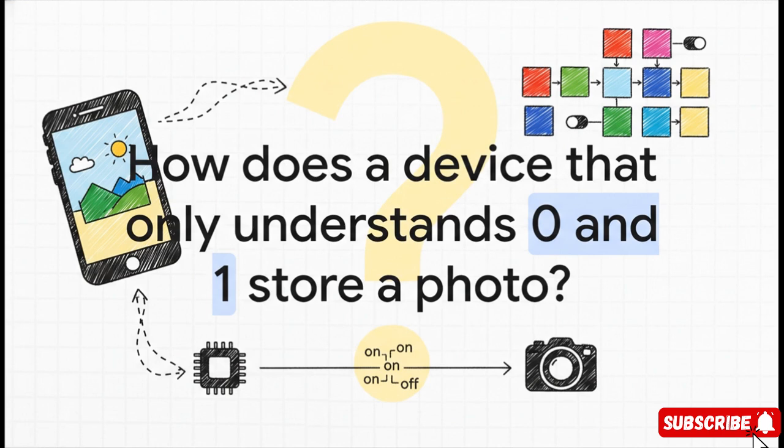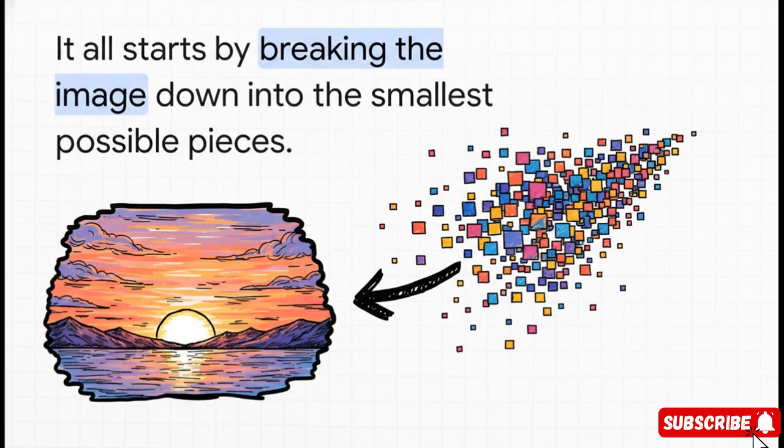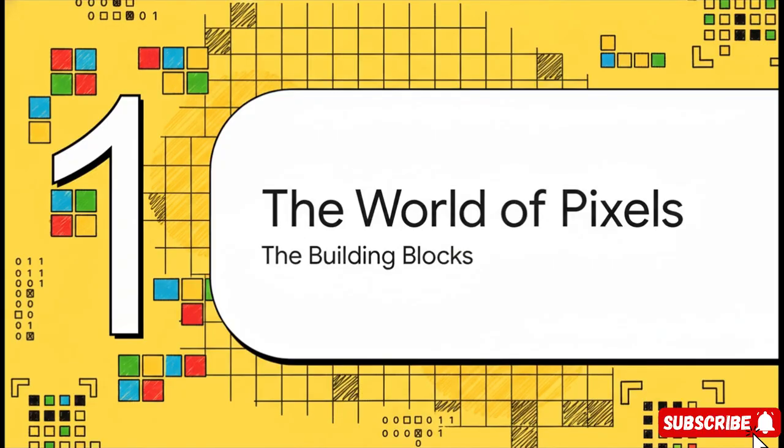But the answer is actually pretty brilliant. You see, the solution isn't to try and teach the computer to see the whole sunset at once. Nope. Instead, the computer does something much, much smarter. It breaks that big, beautiful image down into the smallest possible pieces it can handle, tiny, manageable bits of information that it can understand. And those tiny pieces, well, they bring us to the fundamental building block of every single digital image. We are now entering the world of pixels.